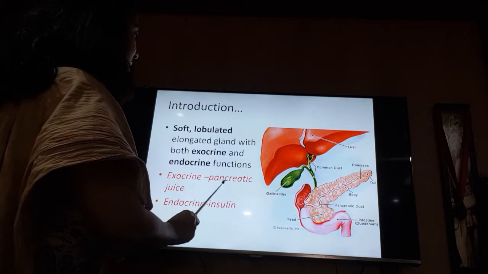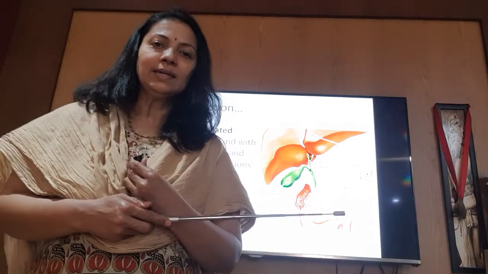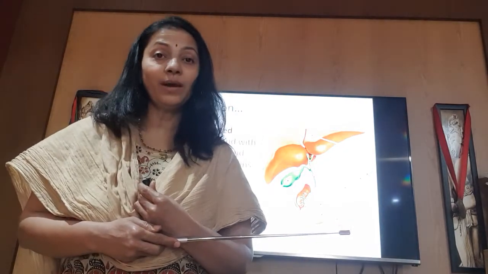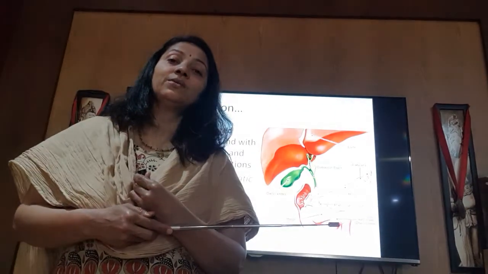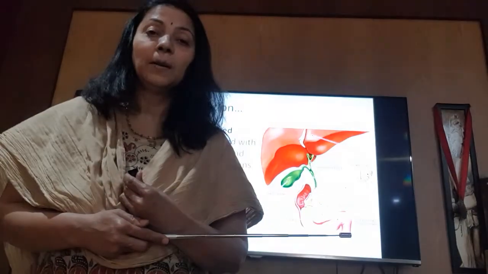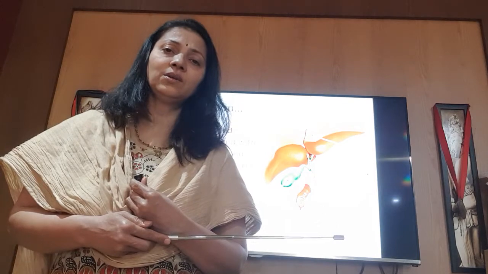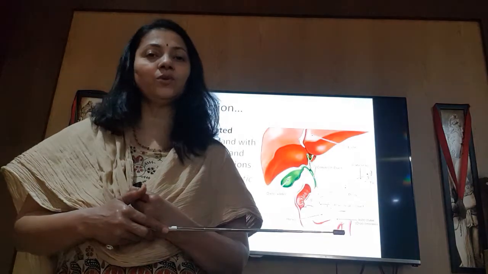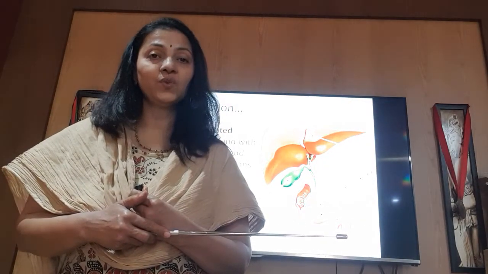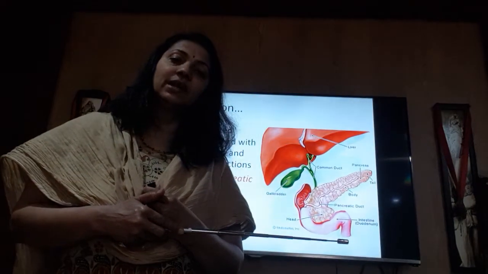Exocrine part is secreting the pancreatic juice, and you must be knowing from the school itself that pancreatic juice contains all the enzymes which have to digest food: lipase for the digestion of fat, then trypsin for the digestion of protein, isn't it? Amylase for the digestion of carbohydrates. So all the food material has to be digested, and the major digestive enzymes are going to come from the pancreatic juice. So this exocrine part of the pancreas is secreting pancreatic juice.